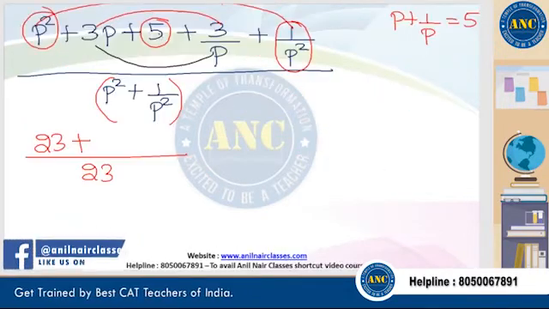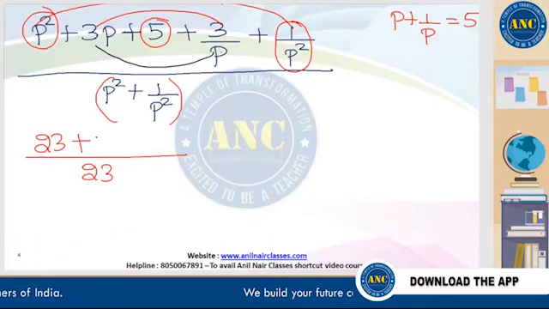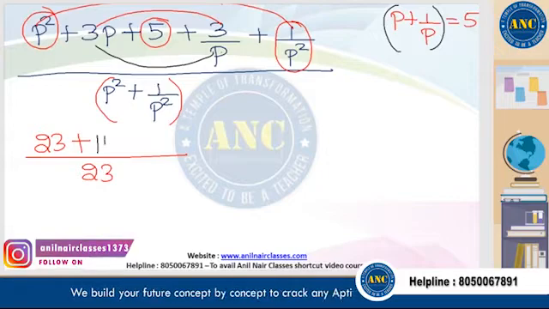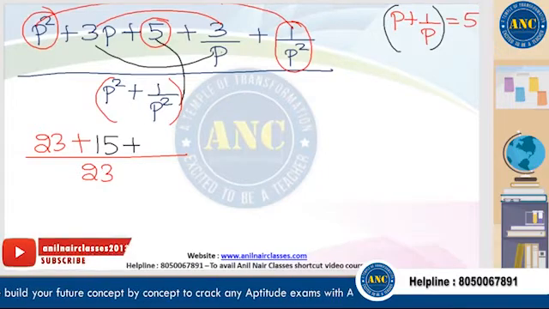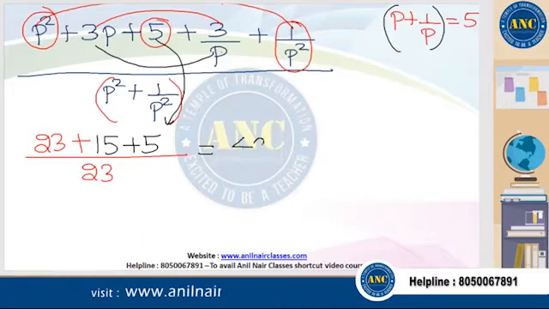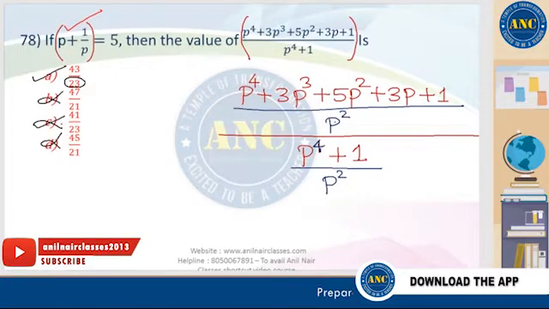Can I say that 3p plus 3 by p is 3 into p plus 1 by p? p plus 1 by p is 5, so 3 into 5 is 15, plus this particular 5, I will write it as it is. So 23 plus 20, that is 43 divided by 23 should be the answer, which is nothing but option A. Option C will be incorrect.